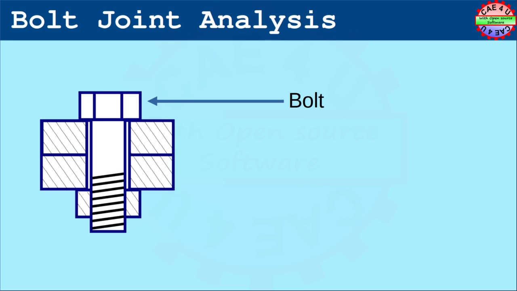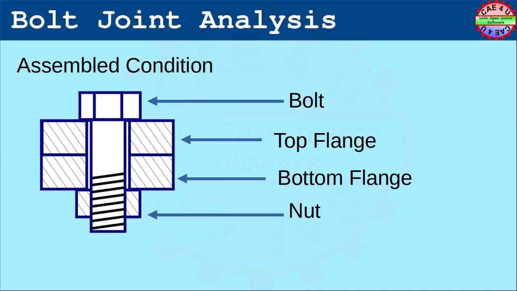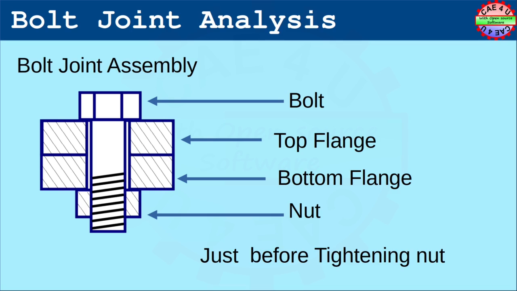Let us look at a typical bolt joint. We have the bolt, top flange, bottom flange and the nut. Here the top and bottom flange represent the parts that are held together, and bolt and nuts act as the clamping members. So this is typically in the assembled condition, that is just before you start tightening the nut.